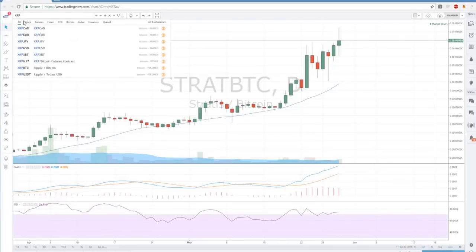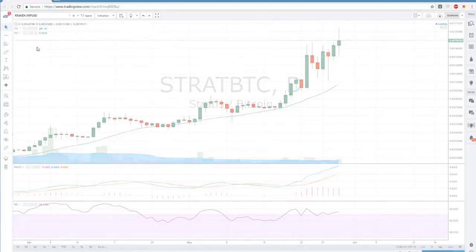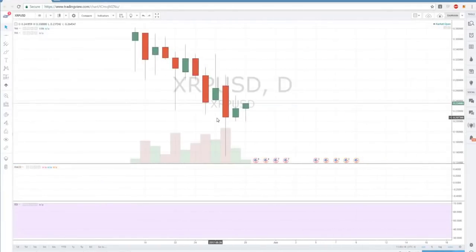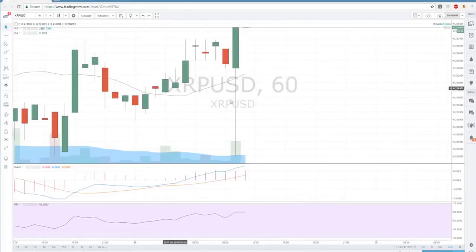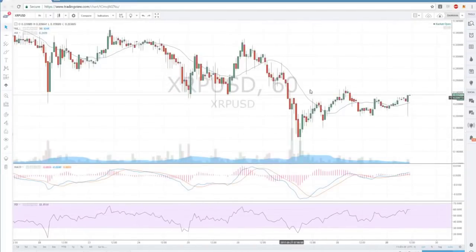XRP. So this is the Kraken. So like this, I would not want to be in this chart. If I've got the opportunity to be in bulls that are at a blue sky breakout with no resistance, I would not be wasting my time in a chart that has tons of resistance.